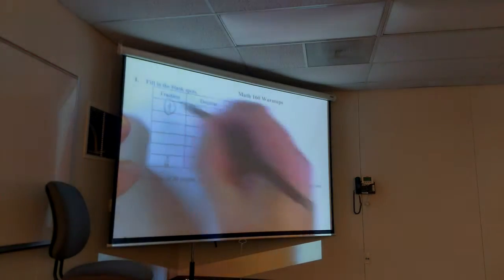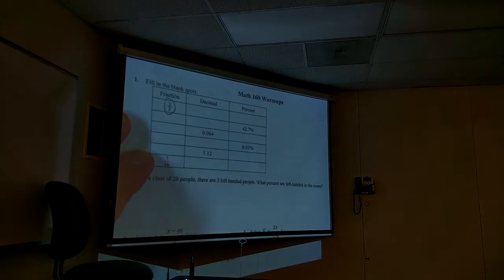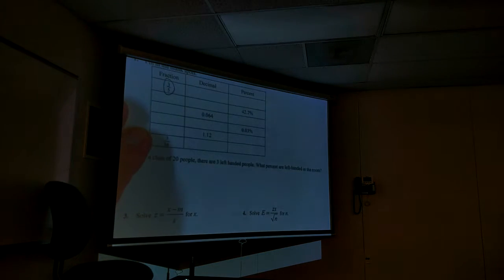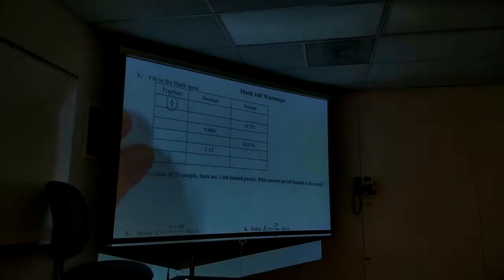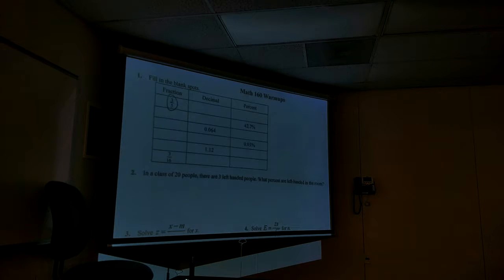This first fraction should be really easy to convert to decimal. What do you do? What's the easy way to make this a decimal? Not divide 3 by 5. That's one way to do it. What's the quicker way? Multiply by 20 or just 2, either one.